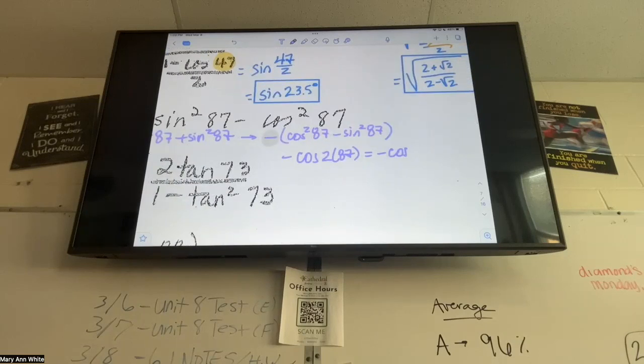Which is going to be 174. Don't forget your negative out front of that cosine.